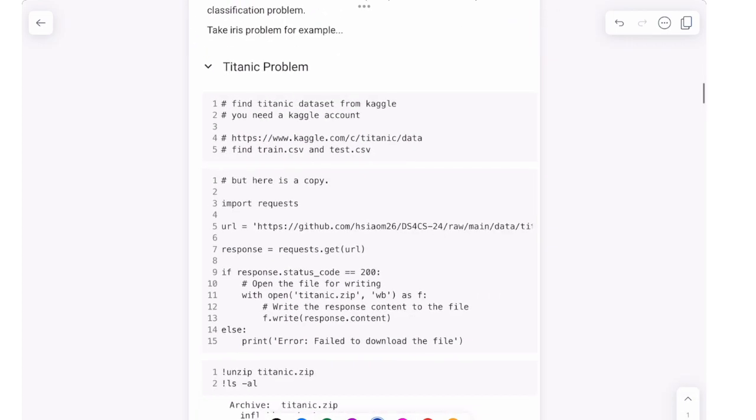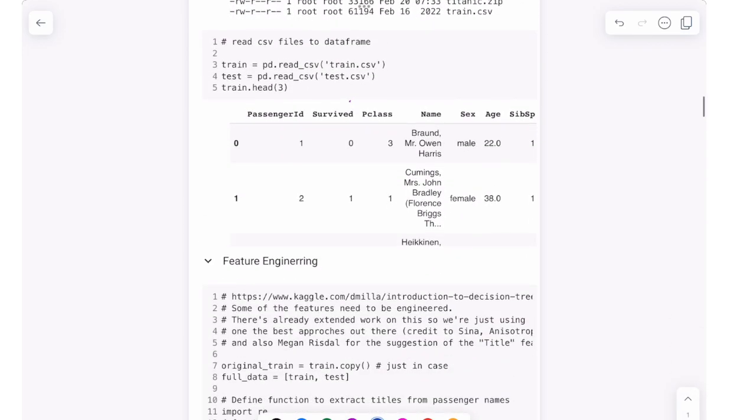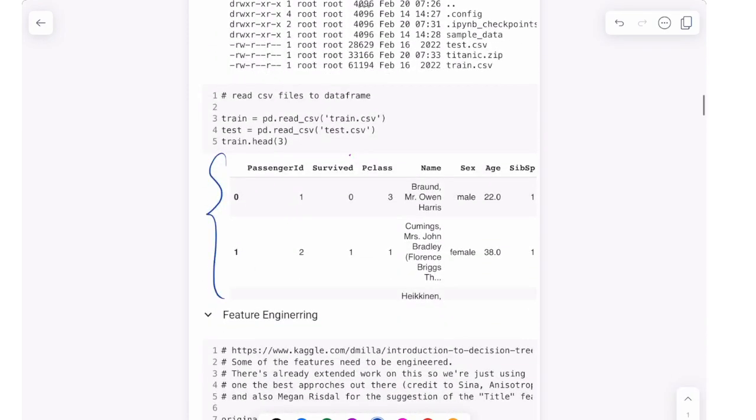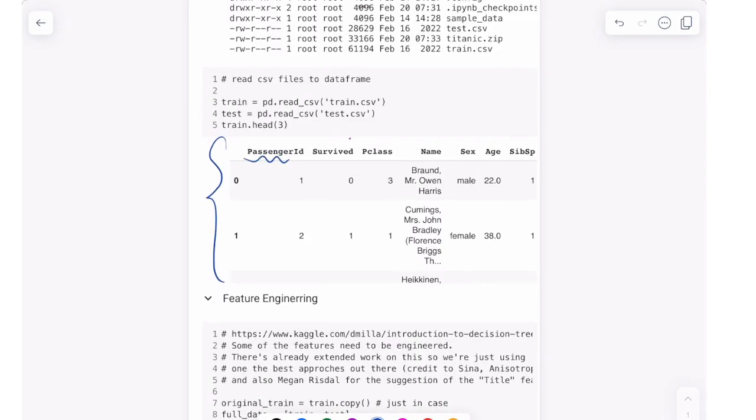So here is an example called the Titanic problem. Here we have the data points right here. We have lots of passengers on the Titanic, the ship. That is the y value. It is a classification problem, so it is either 0 or 1: survived or not survived. So we have a lot of different features right here.